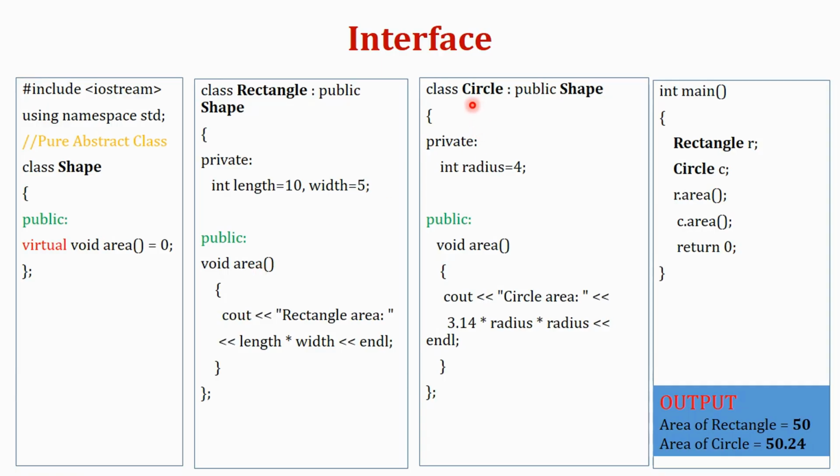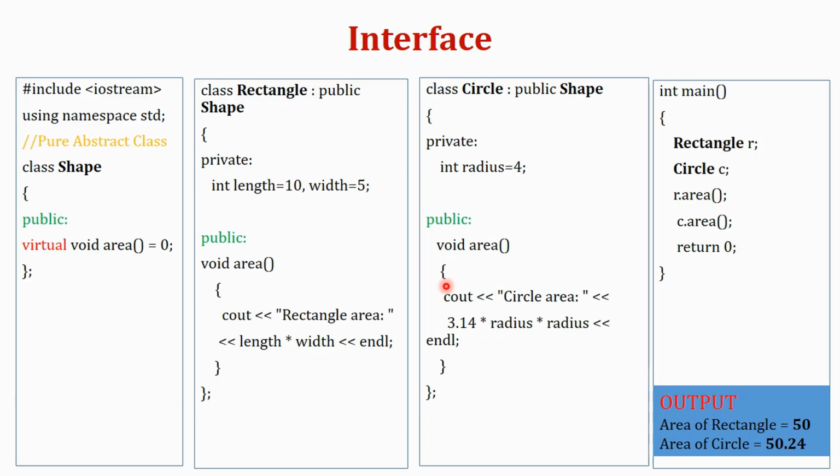Again, one more subclass, circle. It also has one data member, radius equal 4. It also has void area as a function where we calculate the area of the circle. Formula equal 3.14 into r square. Now this area also overrides the superclass function.